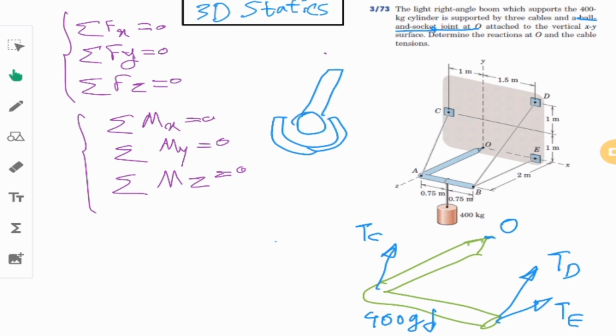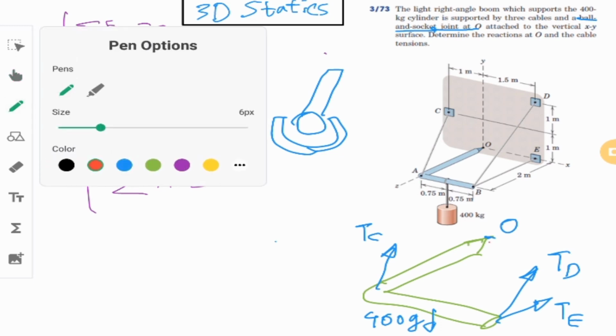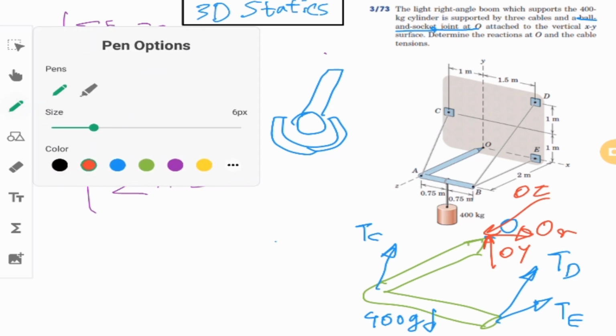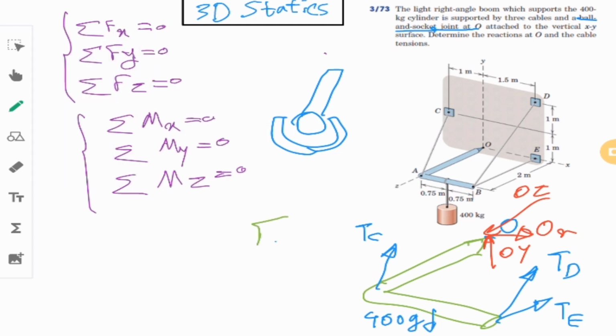And that's why we put only 3 reactions here, name it OY, OX, and OZ. Okay, this would be the free body diagram of this rod.